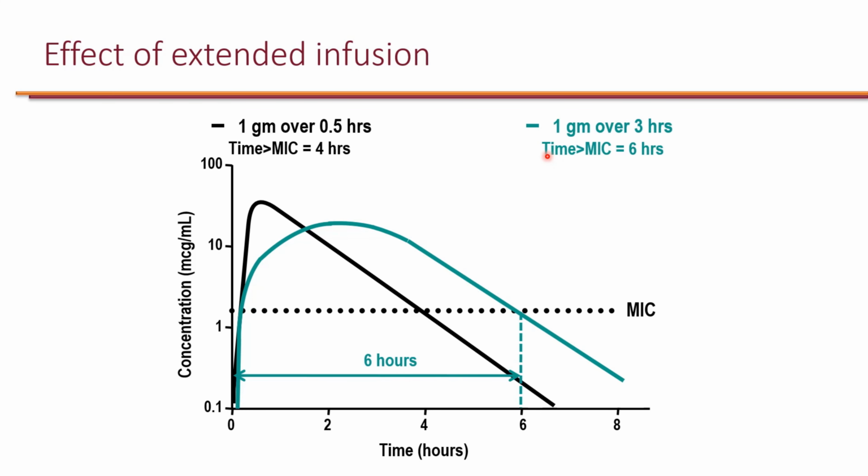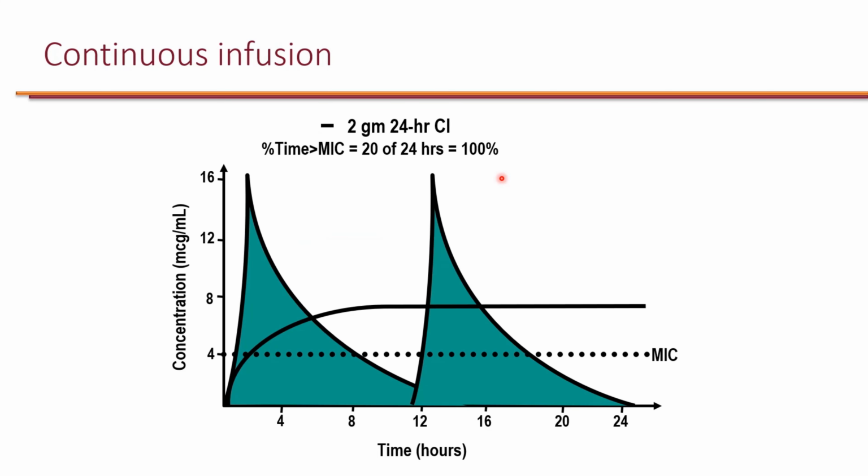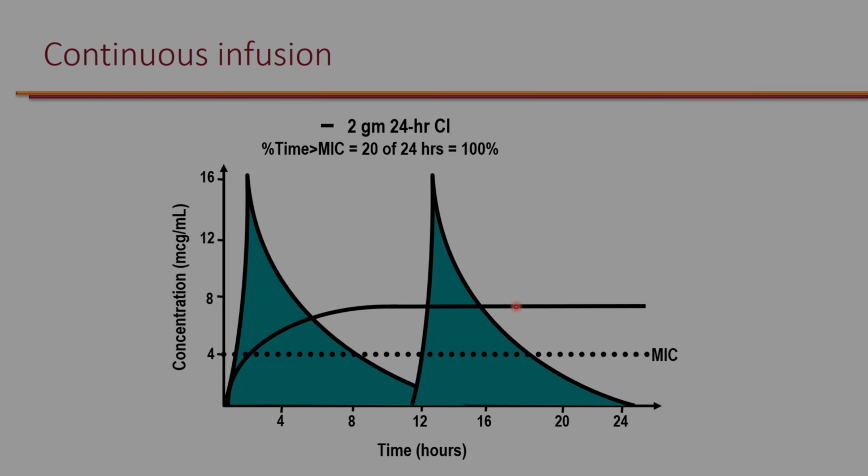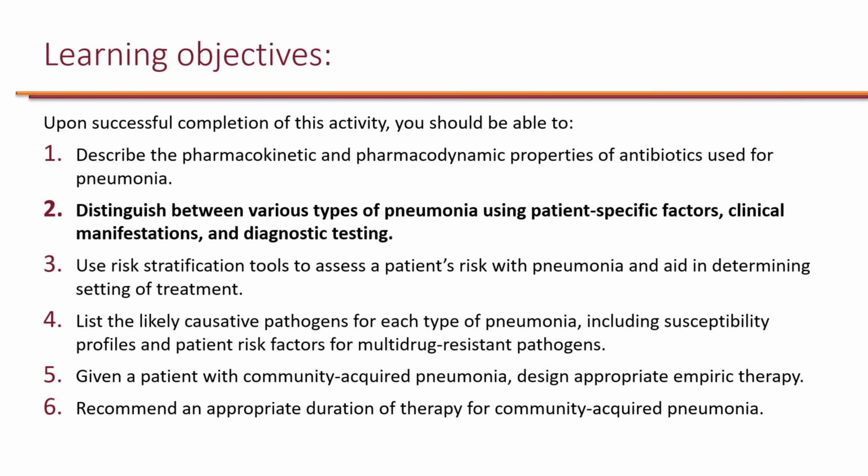And ultimately, we can do continuous infusion. So basically, the entire daily dose can be infused over 24 hours. And what happens is that once the concentration goes above MIC, because we never stop the infusion, it continues to stay above MIC, and that's how we get time above MIC of 100% of the dosing interval. We described the pharmacokinetic and pharmacodynamic properties of antibiotics used for pneumonia.